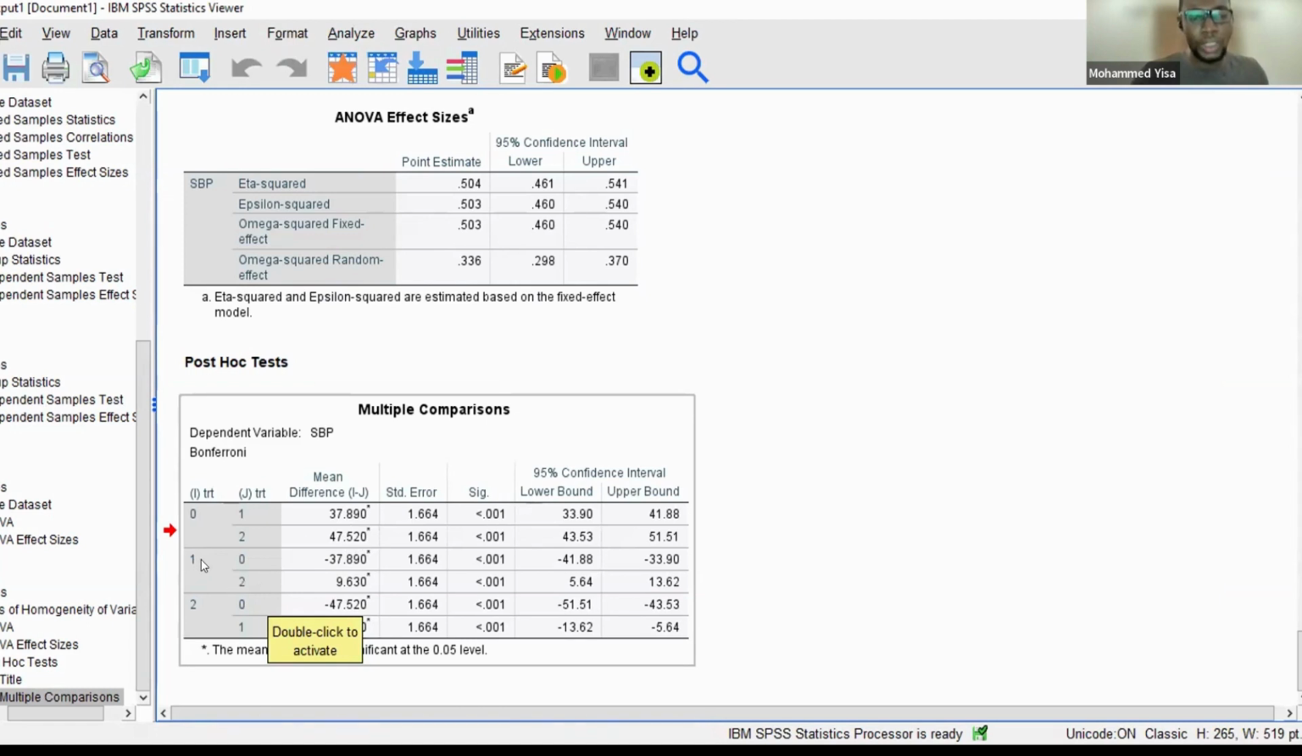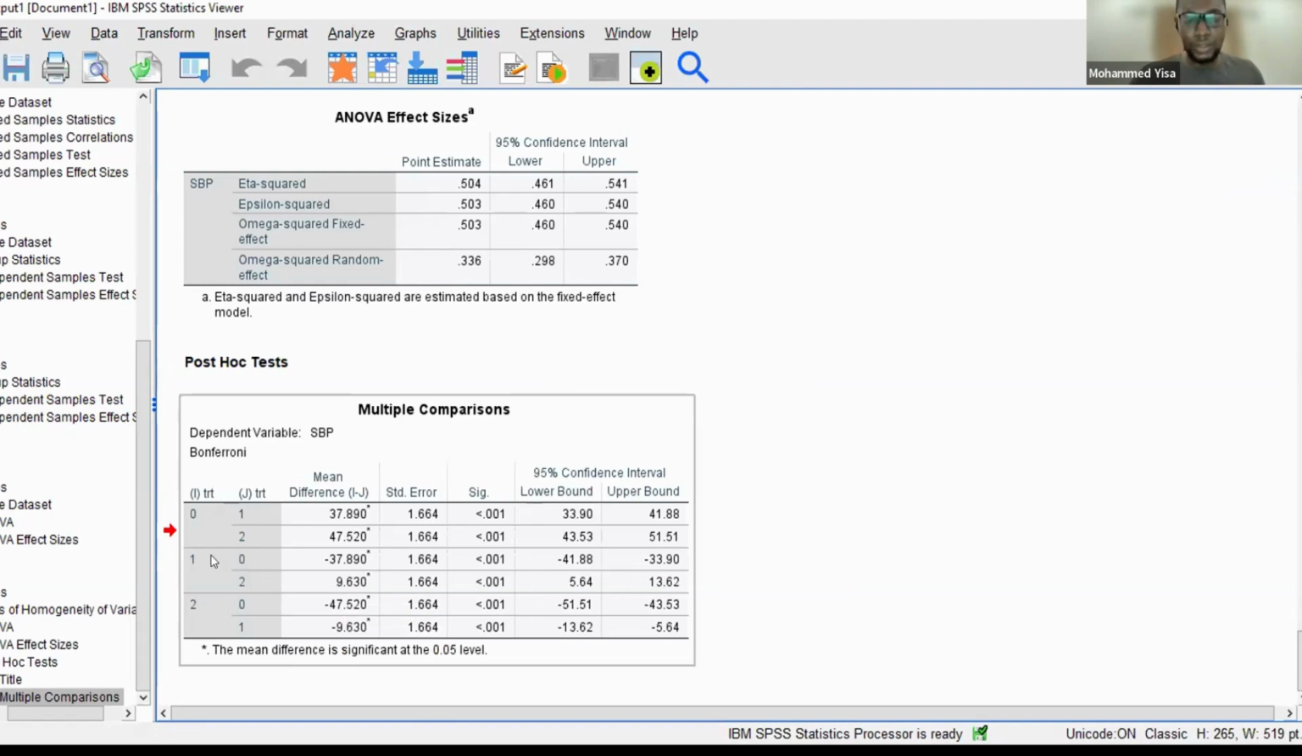If you are subtracting the new drug from the old drug, you have an average of 9.6 millimeters of mercury, which means that on average, the new drug will give you a larger drop in BP by this magnitude, and that's the confidence interval.